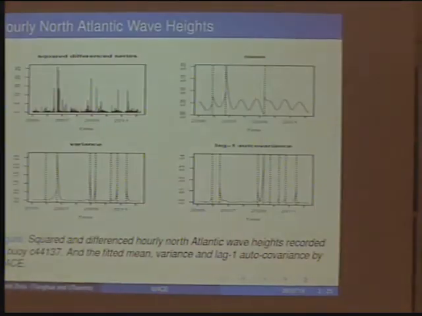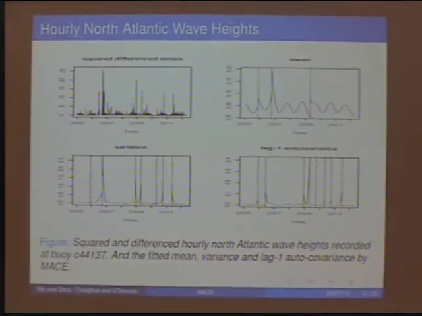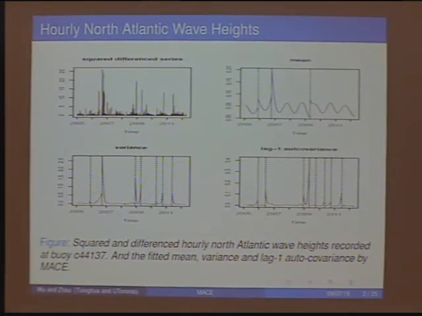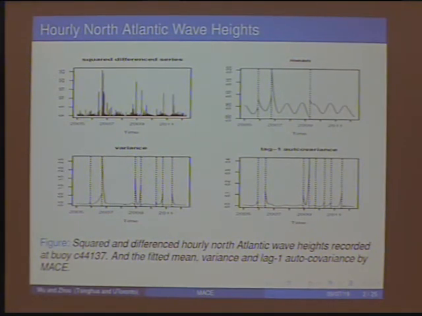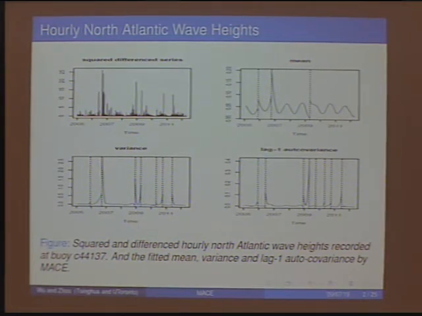Before we start, we can take a look at an illustrating example. It's a toy example. You can see from the caption that it's squared and differenced hourly North Atlantic wave heights recorded at a buoy, which is a floating device. It's a location very near Nova Scotia in Canada. The first graph shows the data, squared and differenced.